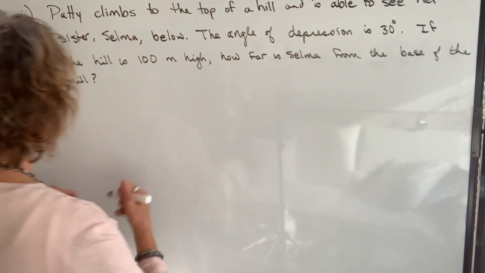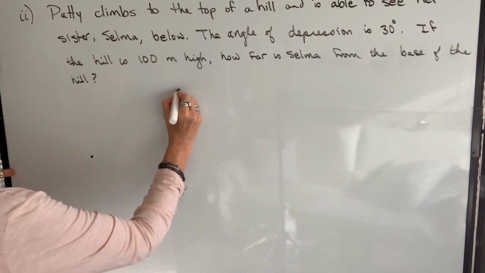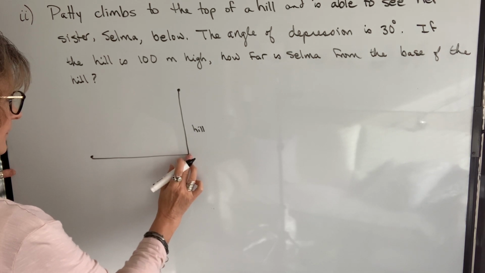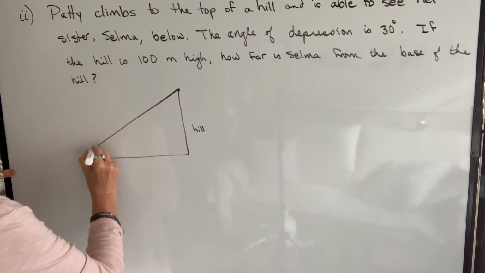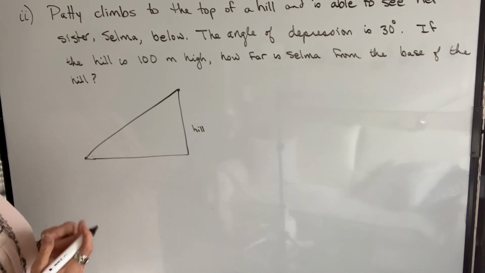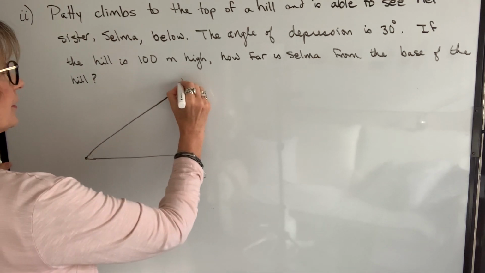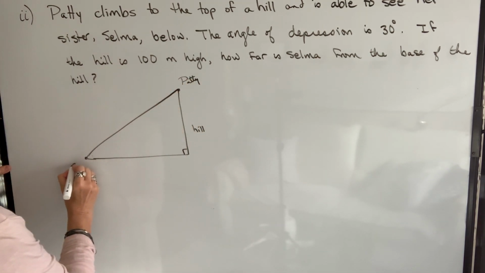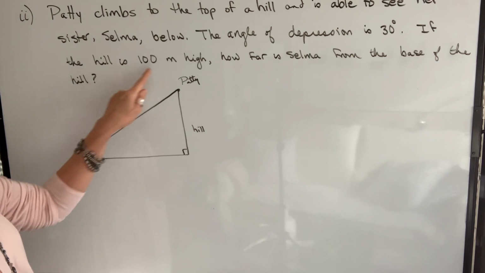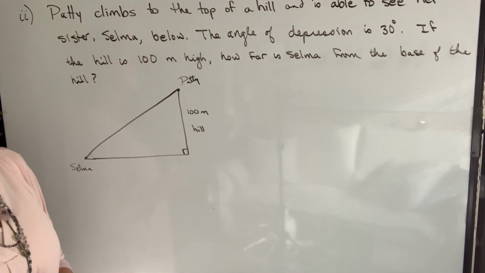So very similar to our last question, we've got someone up here, we've got someone down here. So this is going to represent the hill. Here's our horizontal distance, and there's our line of sight. So let's figure out what we know, and this is going to be our right angle right here. So we've got Patty here, and you can get very creative with your drawing if you choose. Selma is there. So we know that the hill is 100 meters high. So we've got that distance. We know the angle of depression is 30 degrees.